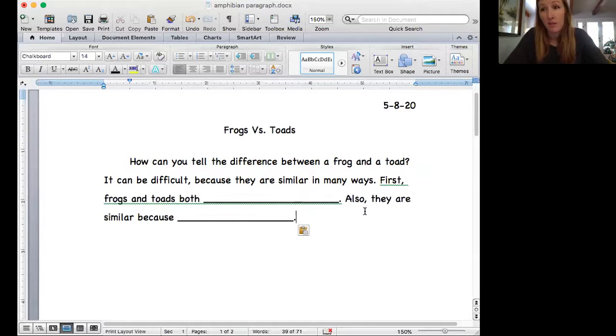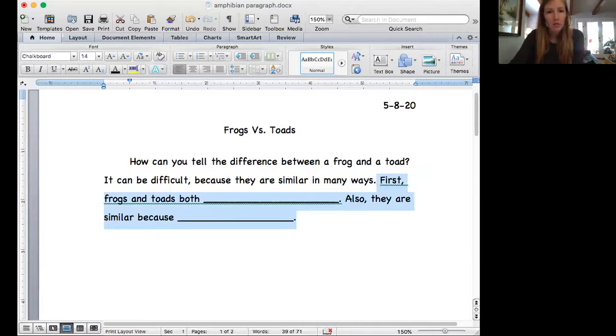Because that's how we finished the introduction, right? We said they are similar in many ways. That's why it's hard to tell them apart sometimes. So we're going to write, first, frogs and toads both blank. Also, they are similar because blank.